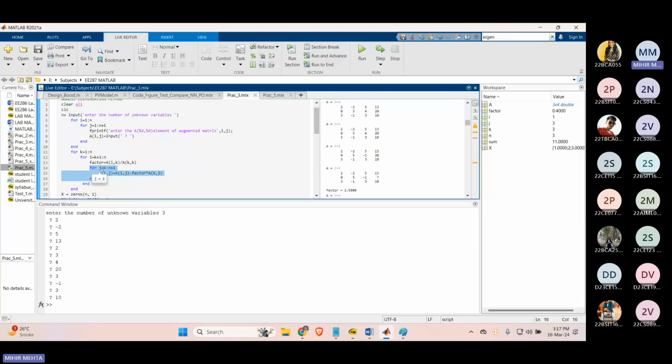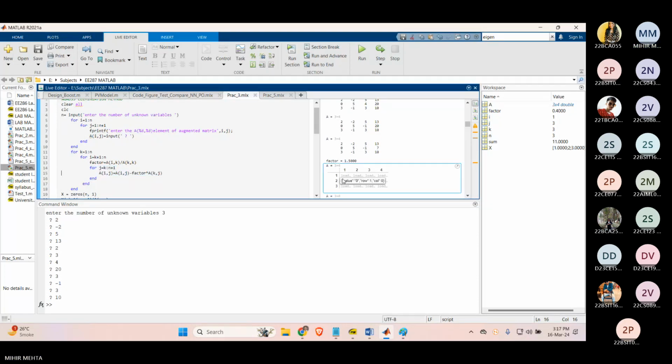now for k which is still 1, so j from 1, 2, to n plus 1. So you are taking all the columns. The value of i, which is now 3, a(3,1) is equal to 3 minus factor 1.5 multiplied by the value of a(1,1), which is 2. So this would make this particular value 0. This is now turned to 0. Now you further run this loop again.